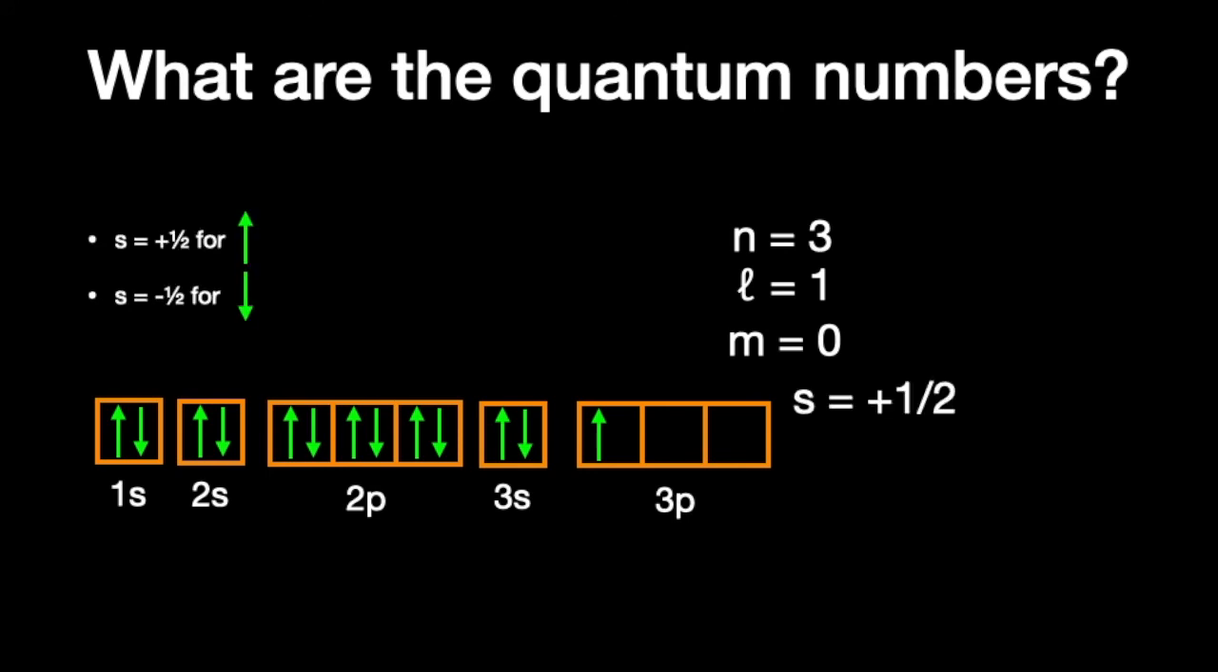Now, the arrow is spin equals plus 1/2 for pointing up, and the spin is equal to minus 1/2 for an arrow pointing down. Now, in the orbital diagram, it's showing clearly an arrow pointing up, so there's only one correct answer here. Spin is equal to plus 1/2.